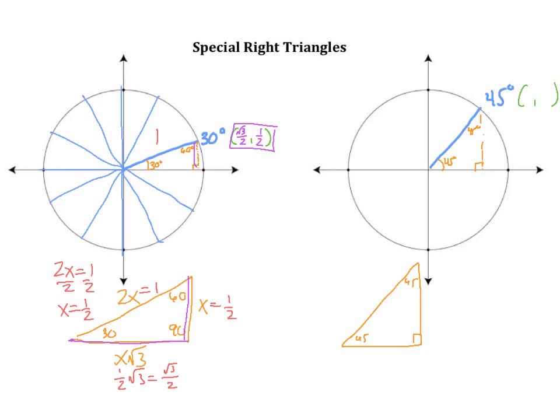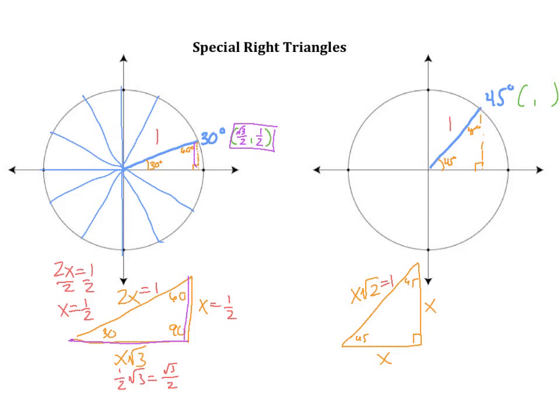Now, from looking at special right triangle rules, I know that both my legs are going to be x. And then my hypotenuse is going to be x square root of 2. Now, take a look at my unit circle that I was working on. On a unit circle, the hypotenuse is always 1. So that means my hypotenuse equals 1.